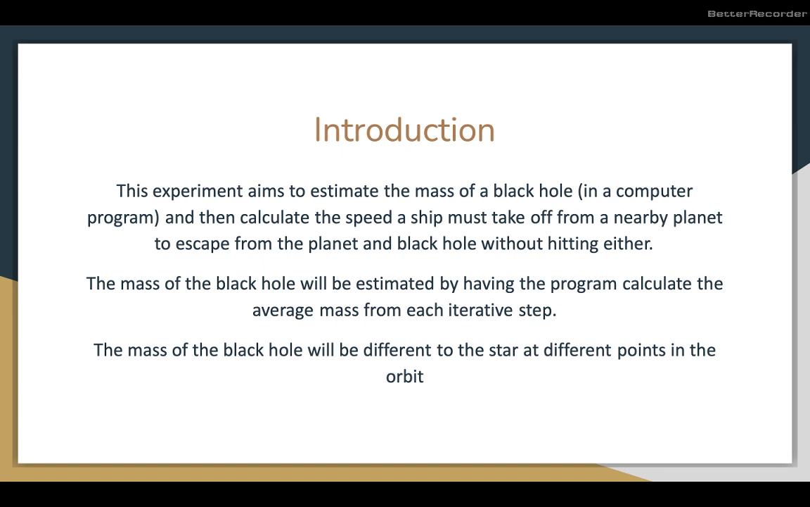This experiment aims to estimate the mass of a black hole in a computer program and then calculate the speed a ship must take off from a nearby planet to escape the planet without hitting either the black hole or that planet. The mass of the black hole will be estimated by having the program calculate the average mass from each iterative step using the momentum principle formula. The mass of the black hole will be different to the star at different points in its orbit, and that's why we have to use an average mass.